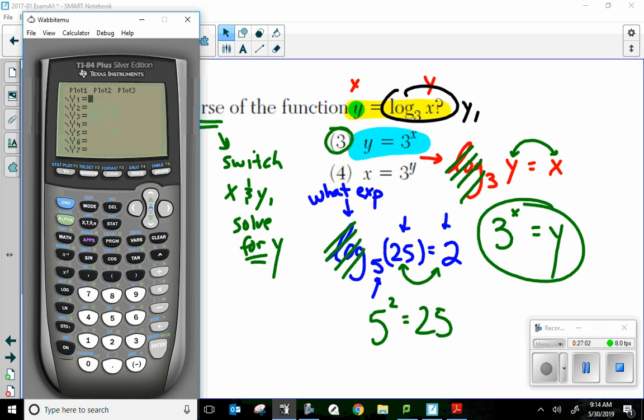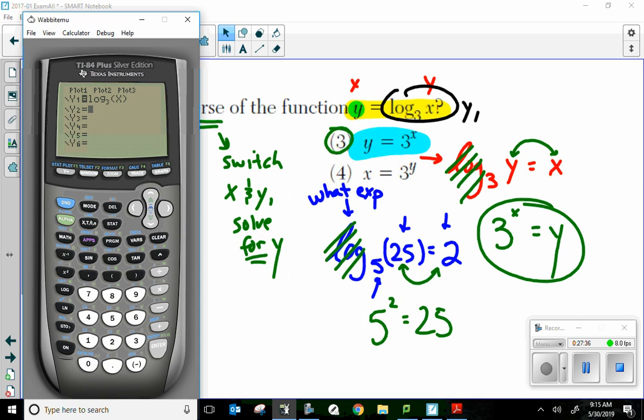Log base, if you hit math, a number, or is it just math down? Log base, it's A. I don't like doing that. I like hitting, you know how you can hit alpha y equals and it can give you fractions? I like to hit alpha window and look at choice 5. It's log. I just like the shortcut menus. Bam. Log base 3 of x.